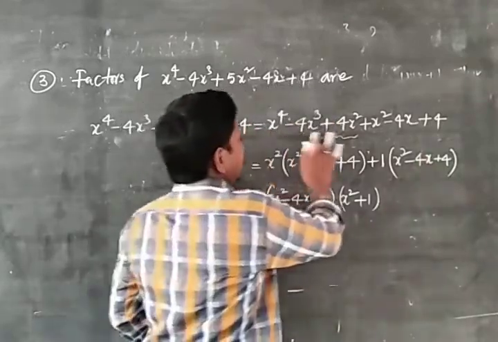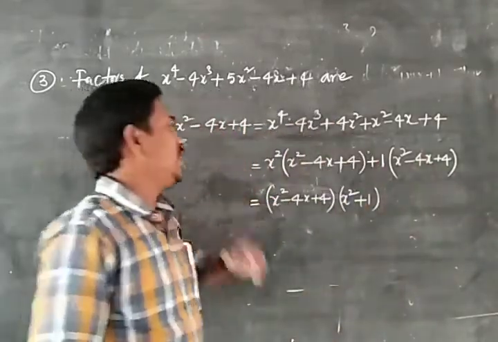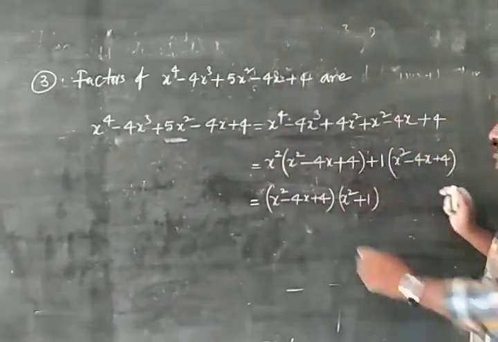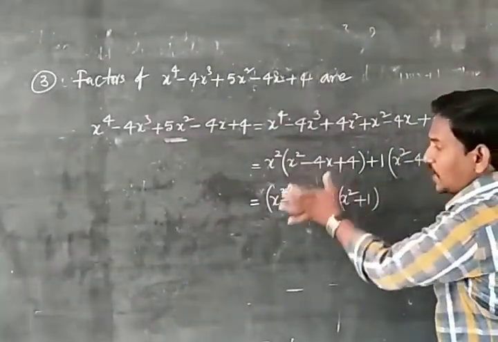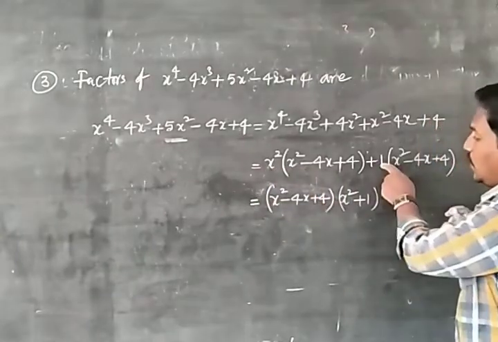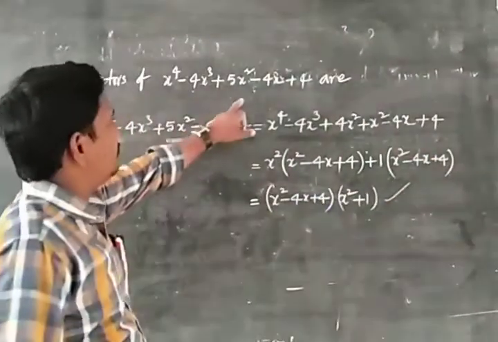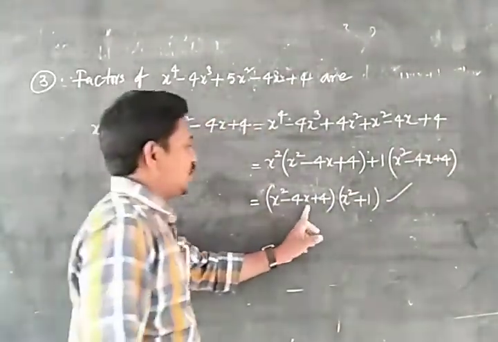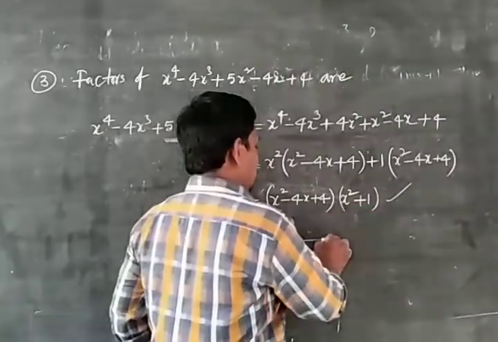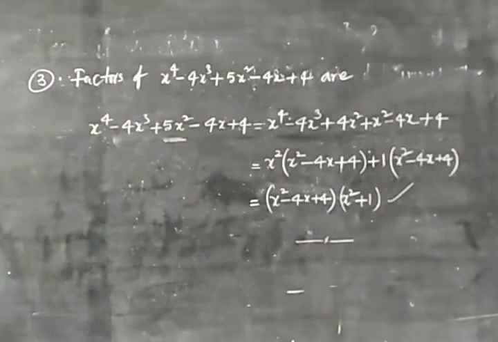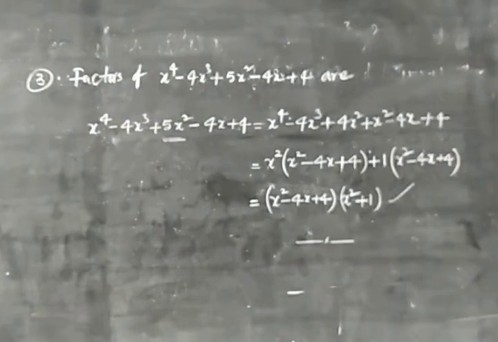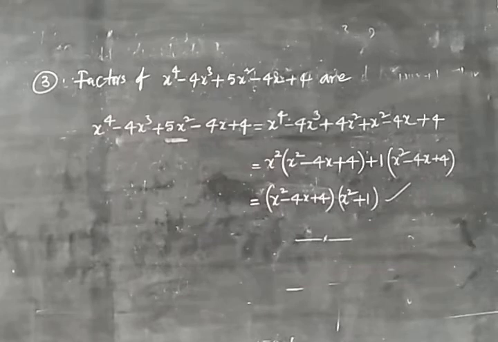After writing, you can see one common expression here: x square minus 4x plus 4 is the common expression. After taking the common expression, what is the remaining one here? x square, here plus 1. This is the factors. So the factors of the given expression are x square minus 4x plus 4 into x square plus 1. This is the problem, right? Okay, next problem.